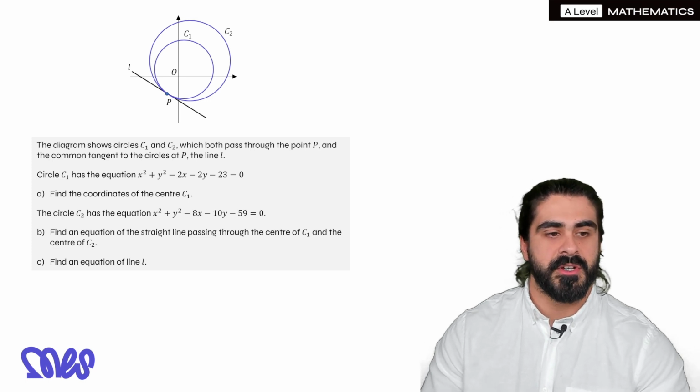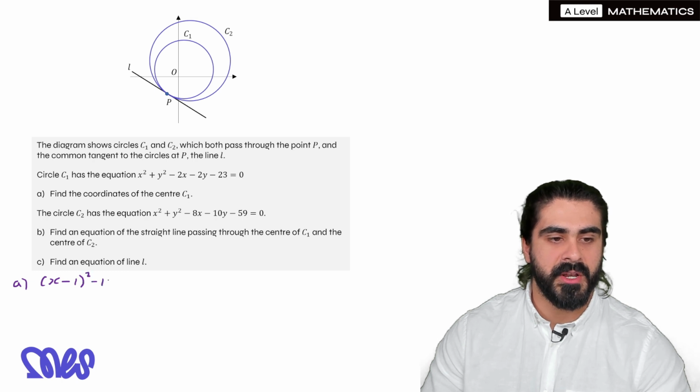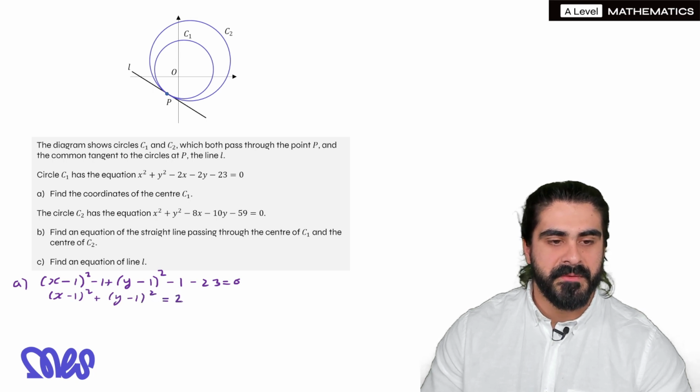So we have to do the completing the square. We're going to have x minus half the coefficient, which would be 1, squared. Subtract 1 squared, which is just 1, plus y minus half the coefficient of y, which is just 1, squared. Subtract 1 squared, which is just 1. Minus 23 equals 0. So we have (x minus 1) squared plus (y minus 1) squared equals 25. So the center, which is all they're asking for, is (1, 1).